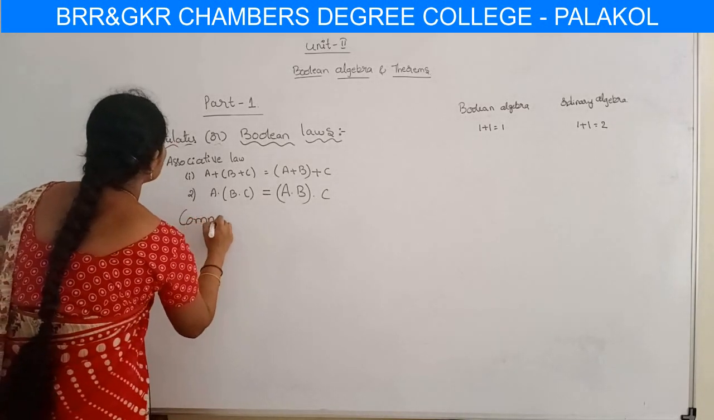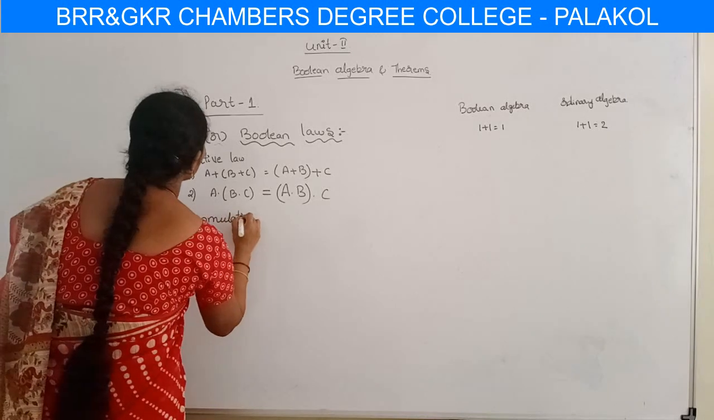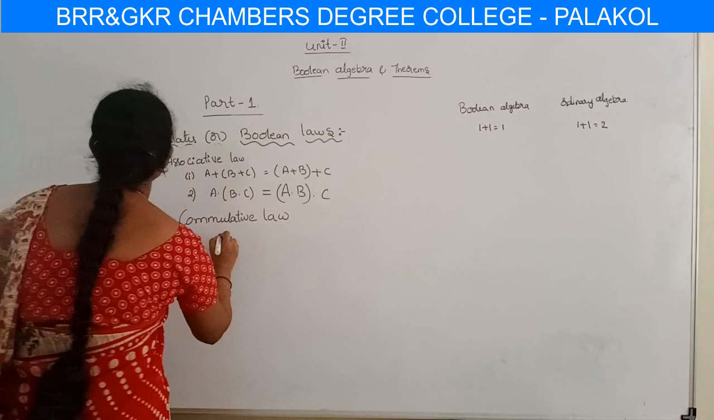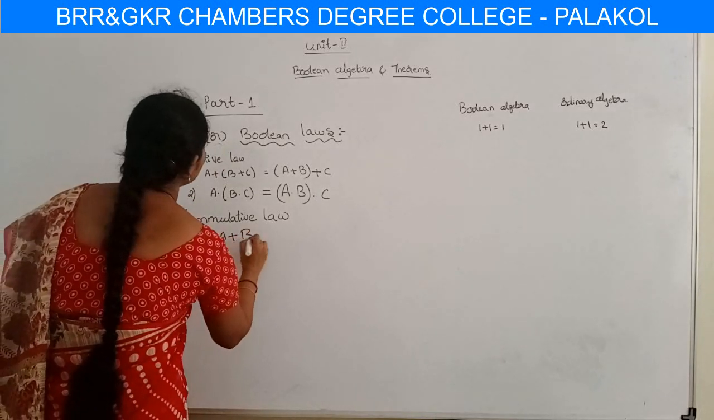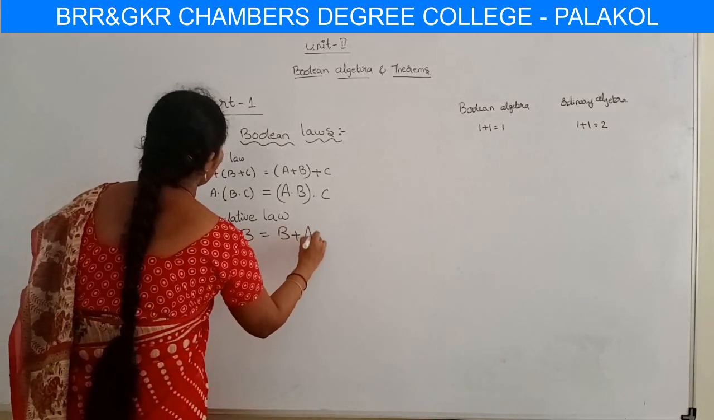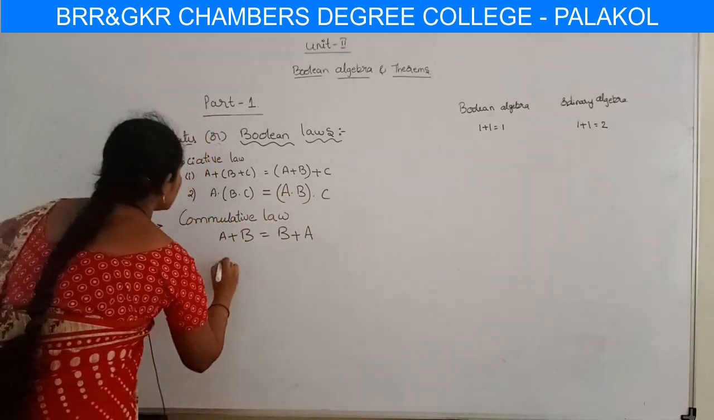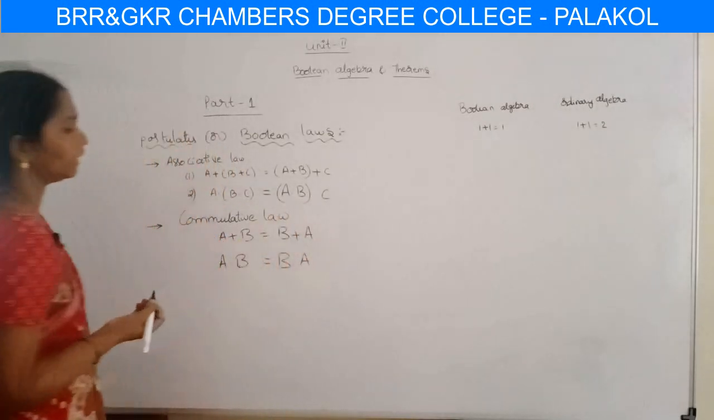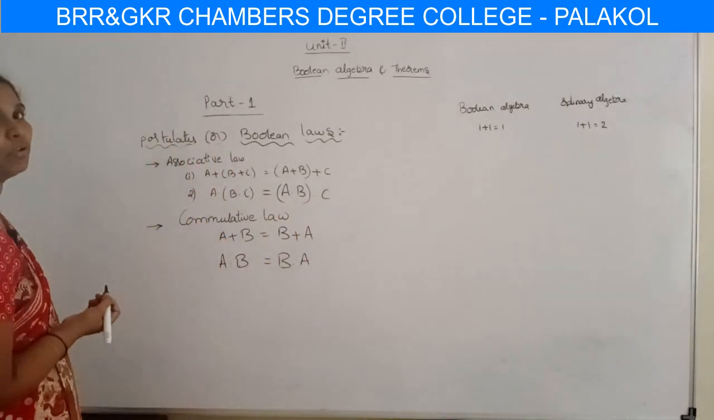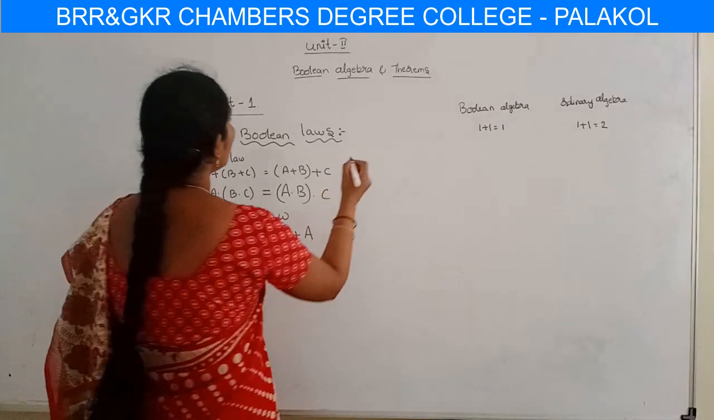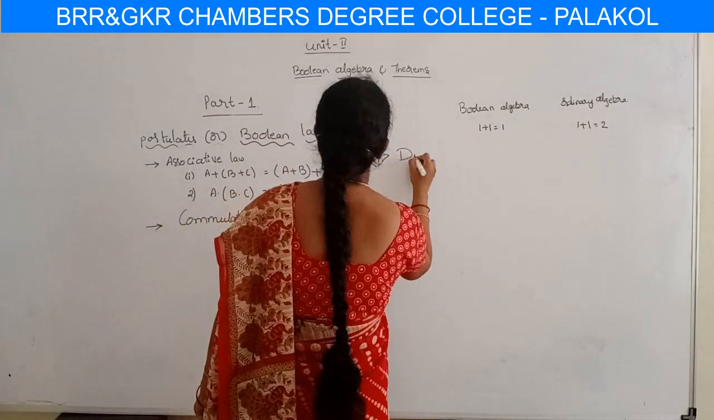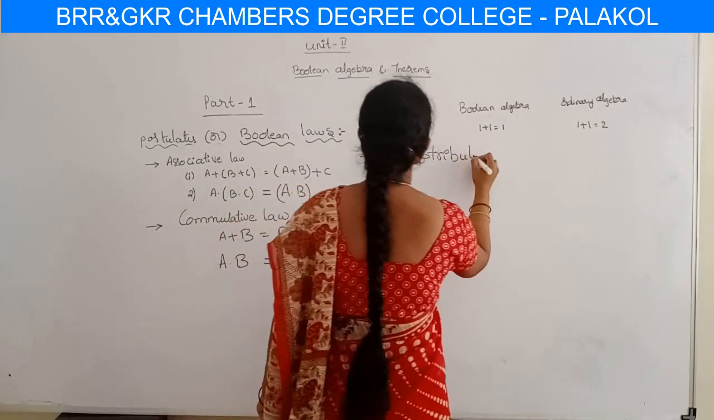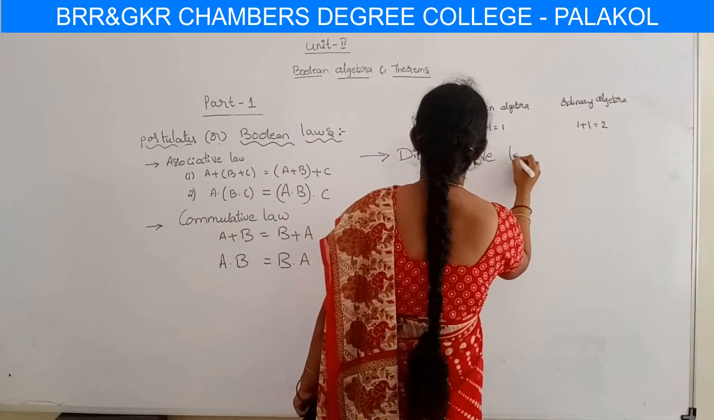The next law is the commutative law. Here the commutative law is A plus B is equal to B plus A. Another law is A dot B is equal to B dot A. So this is the commutative law. The next one is the distributive law.